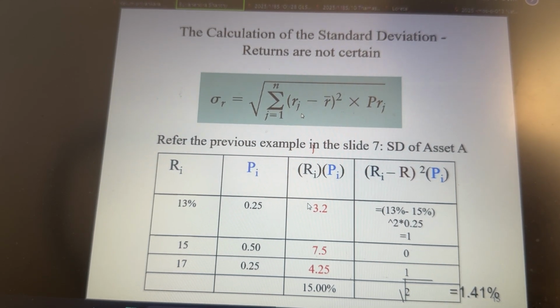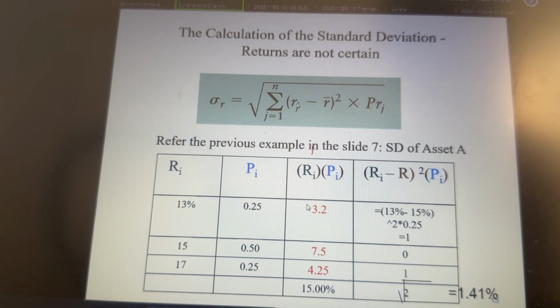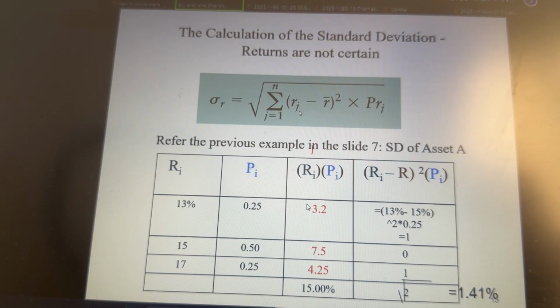Rj minus R bar, where R bar is the expected value of the return. Rj is the j-th possibility of return, each possibility. Here I use the word j in case of an uncertain situation; earlier I used the word i. You can use j or i interchangeably, anything you can use. So this is the expected value of return.